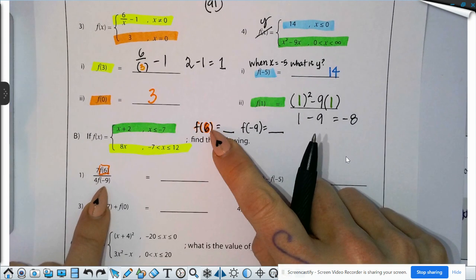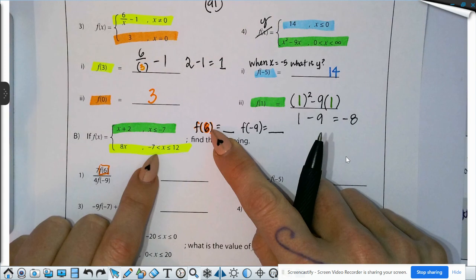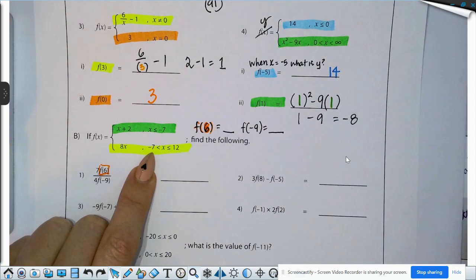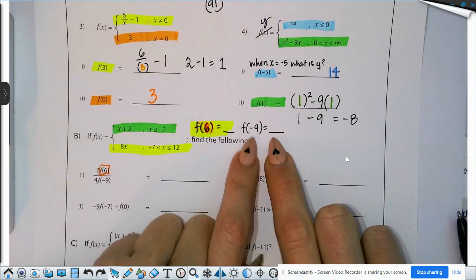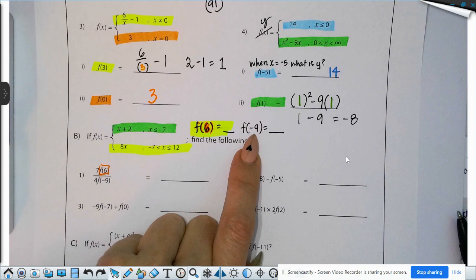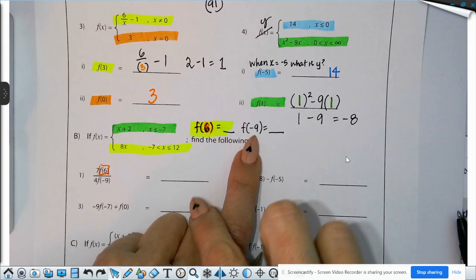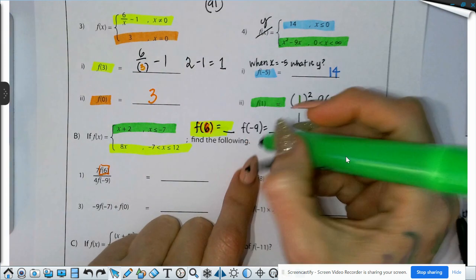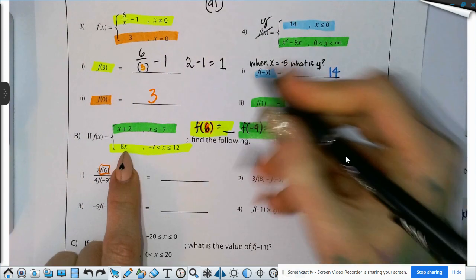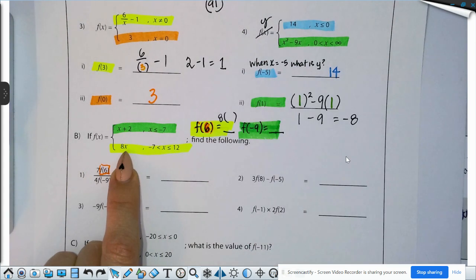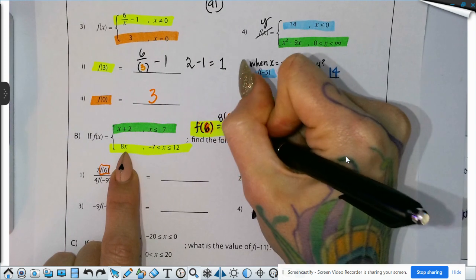So for f of 6, is 6 less than or equal to negative 7, or does it fall between negative 7 and 12? It does fall between negative 7 and 12. So we're going to use our yellow function. And then f of negative 9, is negative 9 less than or equal to negative 7, or does it fall between negative 7 and 12? Again, you're thinking about that middle school number line around your classroom that went in both directions. That negative 9 is going to be less than negative 7, so that is going to be one of our green functions. And then we're just going to plug it in. So into the yellow, that's 8 times x, and in this case, that x is 6. So 8 times 6 is going to give me 48. So the answer to that one is 48.